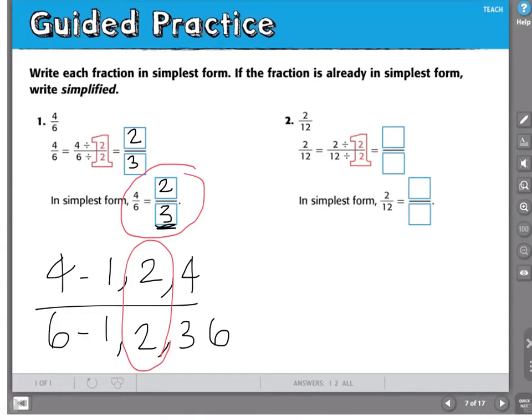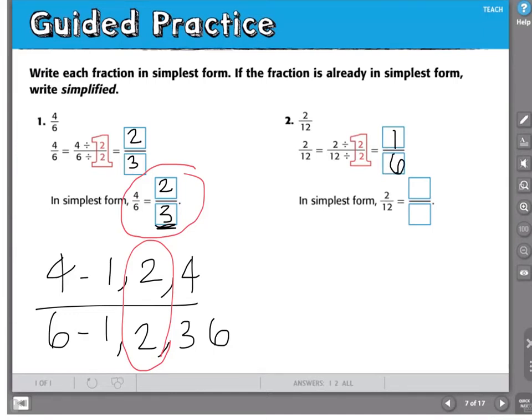Now I'm going to do the second example with the second method that we learned. Instead of listing all of the factors of the numerator and the denominator, I'm going to look at the numerator and denominator and notice these are both even. Since I know both of these numbers are even, I know for sure that both of them will have 2 as a factor. Since they both have 2 as a common factor, I can divide both my numerator and my denominator by 2. 2 divided by 2 is 1, and 12 divided by 2 is 6.